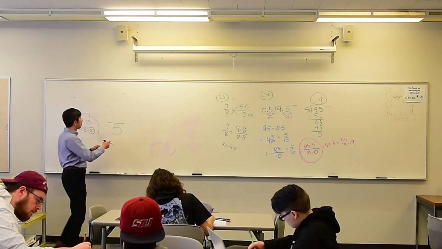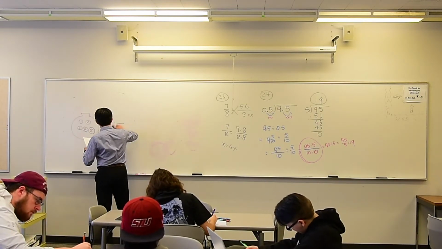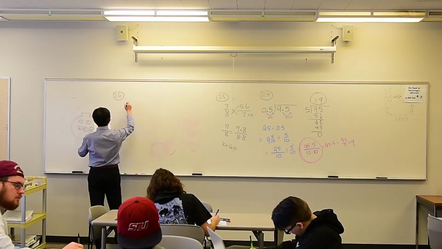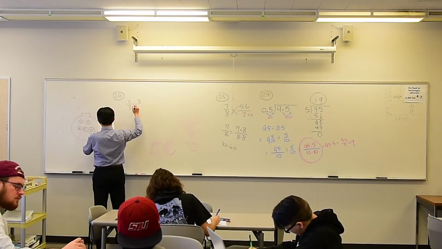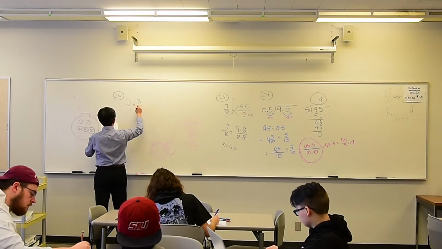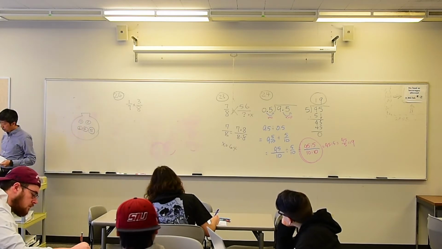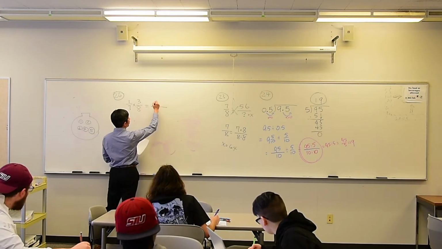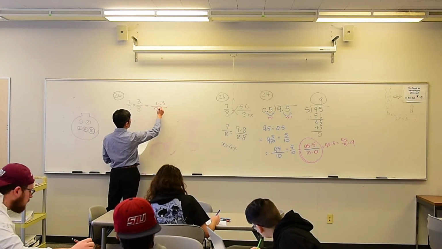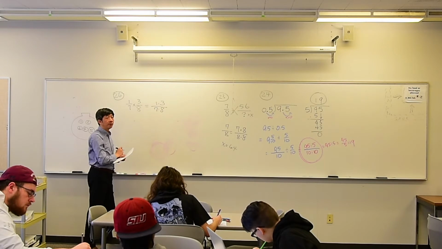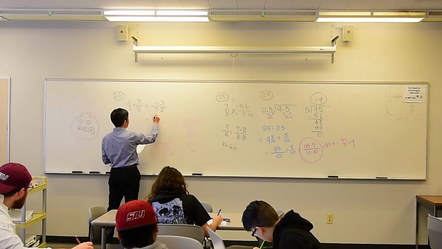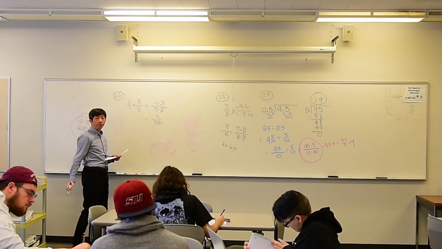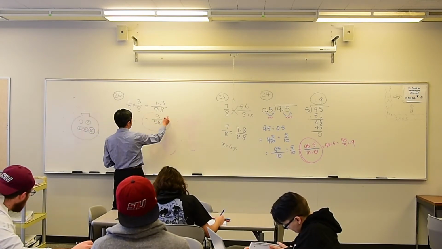Problem 26, all right? 1/7 times 3/8. So we have to take numerator times numerator, denominator times denominator, right? And then, therefore, it will be 3 out of 56. Final answer, yes or no? Yes. We cannot reduce anything.